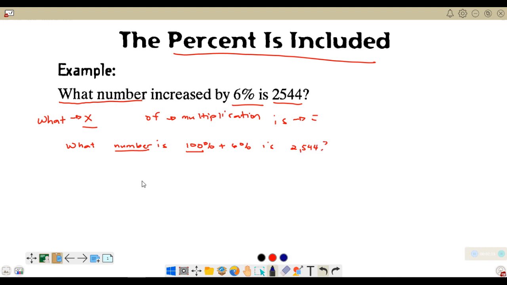Now, let's try to solve for this problem. So our percentage here is missing. We have x, our base, increased by a certain rate, which is 100% plus 6% is equal to 2,544. So this can be written as 106% is equal to 2,544. Now let's transform this into decimal.